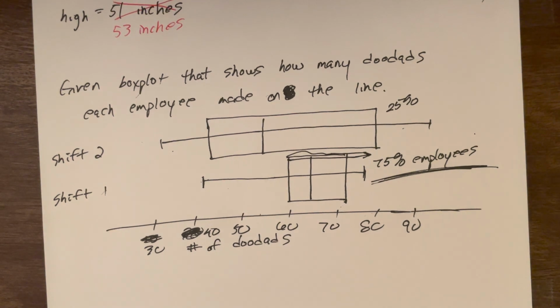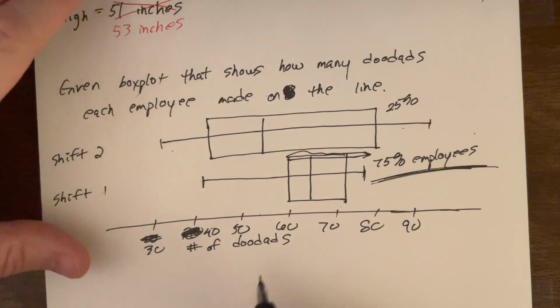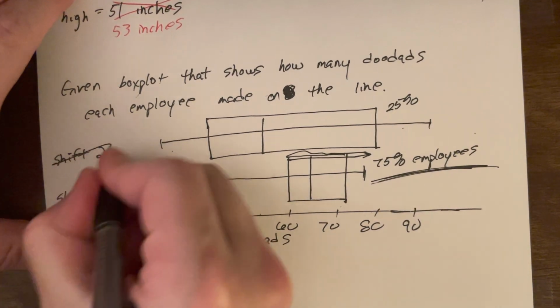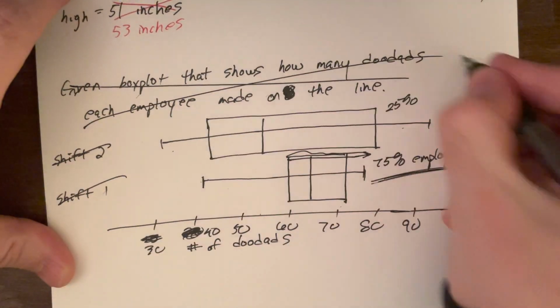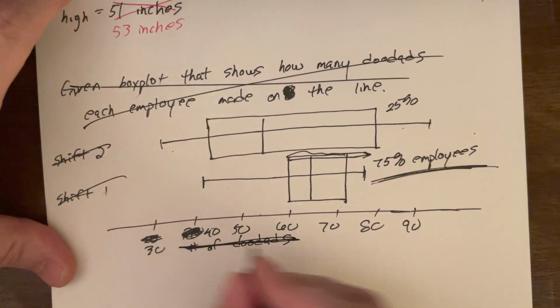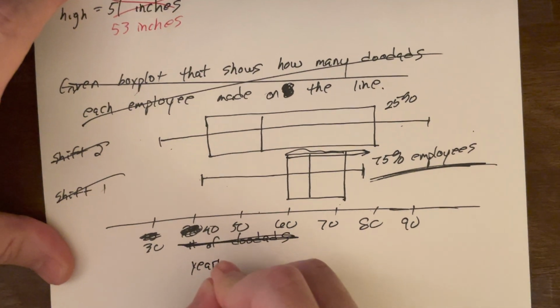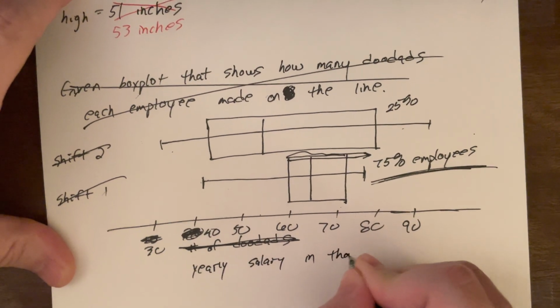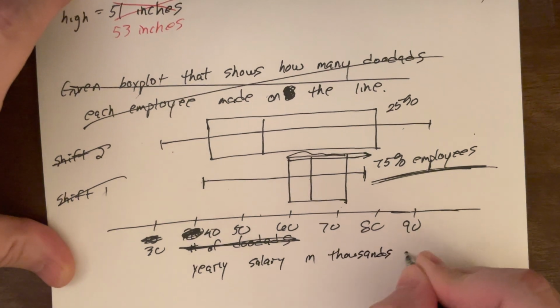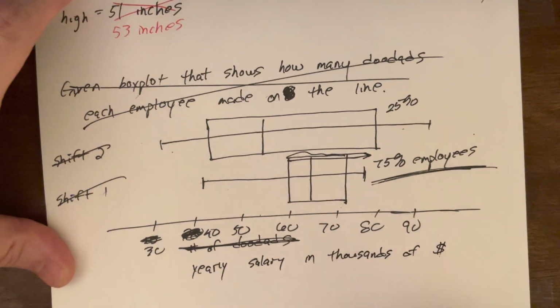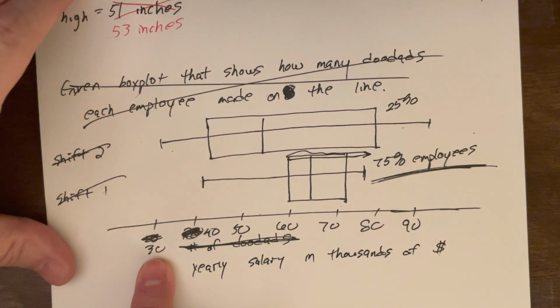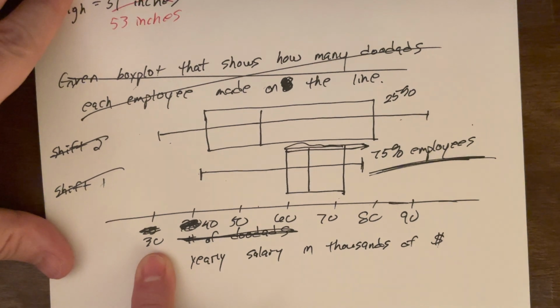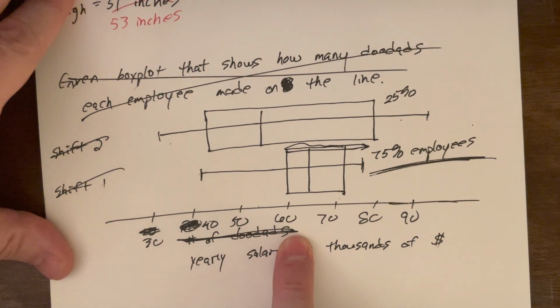Okay, let's change it. Same 2 box plots, but now let's say this represents the yearly salary in thousands of dollars. So this 30 would represent a salary of $30,000 per year, $60,000 per year, and so on.